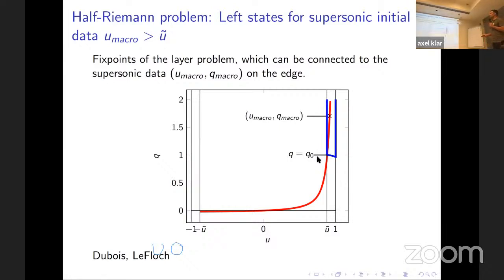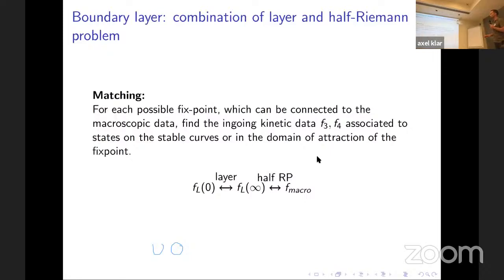And doing that, I didn't really think that it would go well. So the task is now on the single layer. You have to find now for each of the possible fixed points, which can be connected to one of the macroscopic data by this blue Lax picture, the ingoing data on the stable curve or in the domain of attraction, and that will give you this matching. So from the left part of the layer to infinity, that's either by the stable curve or by the domain of attraction of the fixed point that transports you to that place, and then the half-Riemann problem takes over from there. So this is the situation.